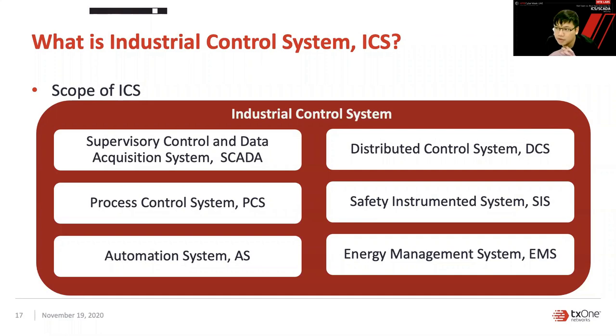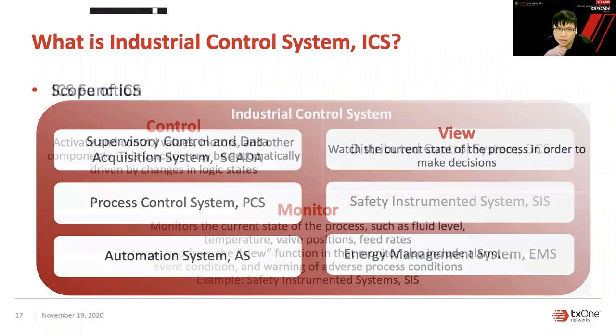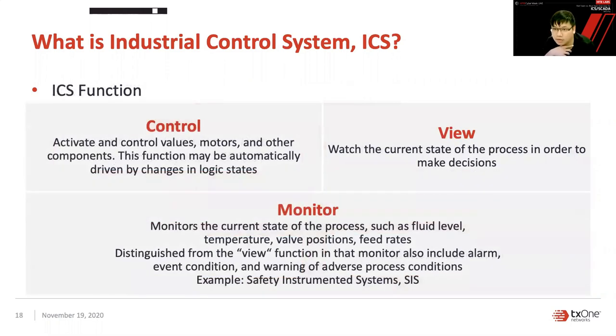So generally speaking, ICS includes the SCADA, DCS, process control systems, safety instrumented systems, and automation systems. So many systems are automated. We call this ICS. And there are three main functions for ICS: control, view, and monitor. The control function is used to control valves, motors, and other components. The view function is used to watch the current status of the process in order to make the right decisions.